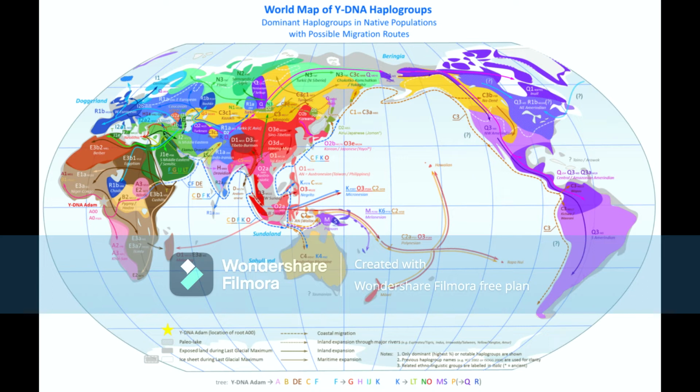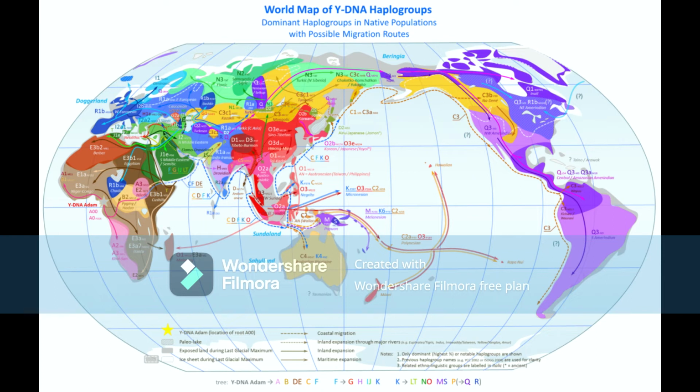So you can see IJ dominated West Asia, so J in the Middle East and I in Europe. I split off into I1 in the north and I2 on the continent. And then later you had R1A coming into Europe, R1B coming into Europe from Central Asia, where they formed.